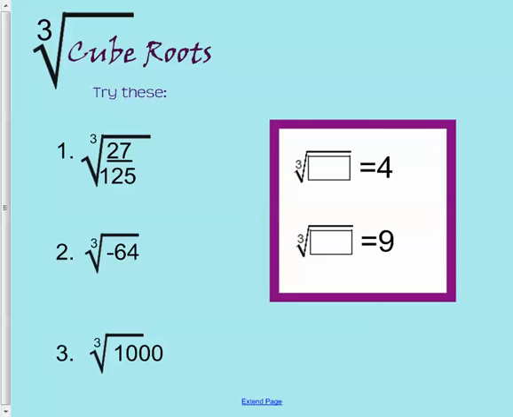Why don't you try these for me, and I'll be back in just a second to show you the answer. This one's trickier. Remember, you're going to break it apart first. All right? Grab your red pen. Let's talk about these.